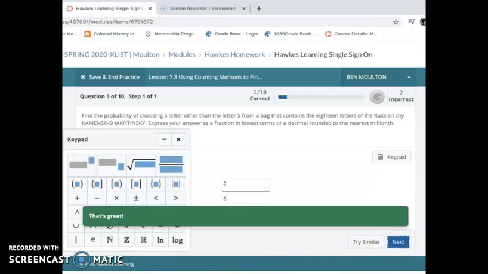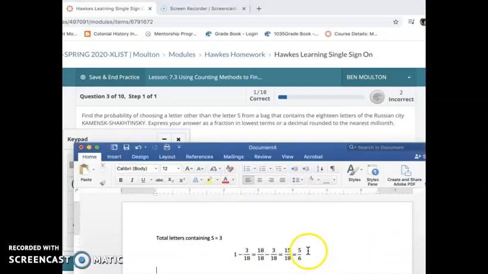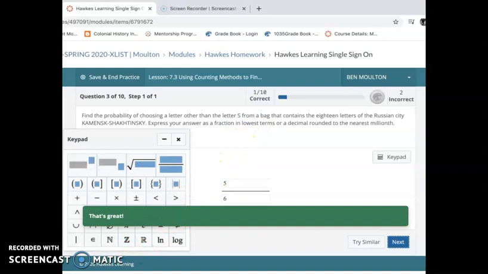Of course, if you do this as a decimal, just take 15 divided by 18, it'll give a decimal answer, and just round accordingly. But if you're not very good at rounding, the fraction is probably your best way to go on that.